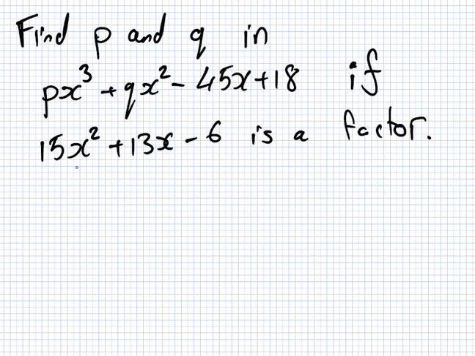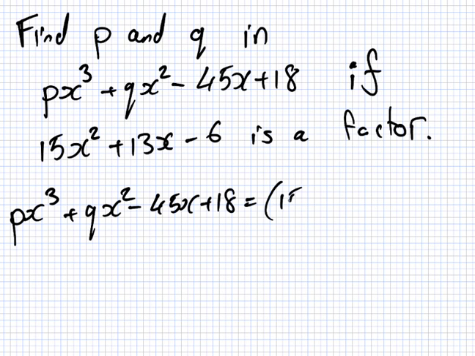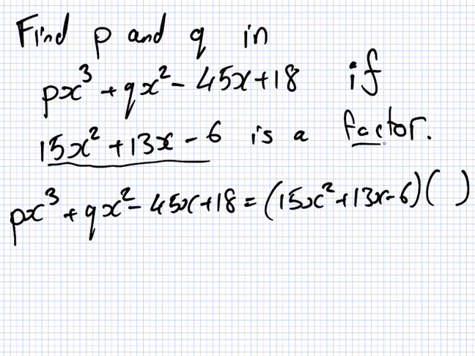Because this is a factor, you know that px cubed plus qx squared minus 45x plus 18 equals 15x squared plus 13x minus 6 multiplied by some other term. Because you know that this is a factor, it means you can say the cubic equals the quadratic. What type of term goes in here? Is it a number? A linear, a quadratic, or a cubic? A linear goes in here.